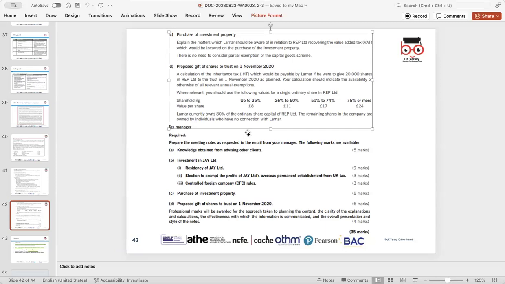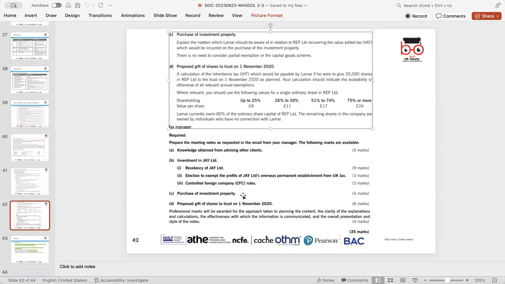You can also discuss the implications for the future to help you make informed decisions: controlled foreign company, or CFC, rules. These rules aim to prevent UK companies from avoiding taxes by moving profit to low tax countries. If J Limited is in Garia, no CFC charges will apply, but it's crucial to understand these rules and their implications. C is purchase of investment property.